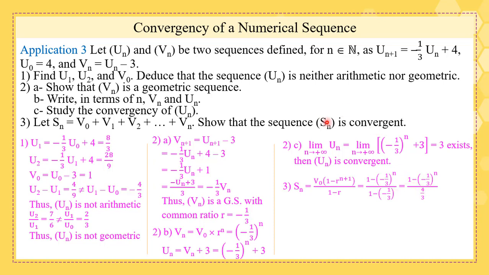Now, to prove that Sn is convergent means we have to find its limit, and the limit should exist. The limit of Sn is the limit of this quantity, and remember that negative 1 over 3 is between negative 1 and 1, so its limit is 0. So this specific quantity tends to 0, and the limit would be 1 over 4 over 3, which is 3 over 4, which is a unique real number that exists. Then Sn is convergent.